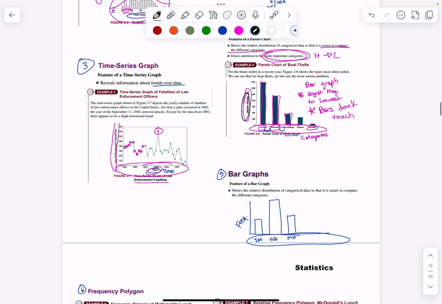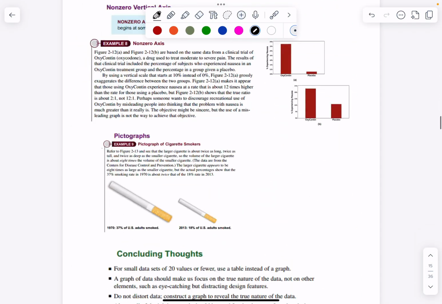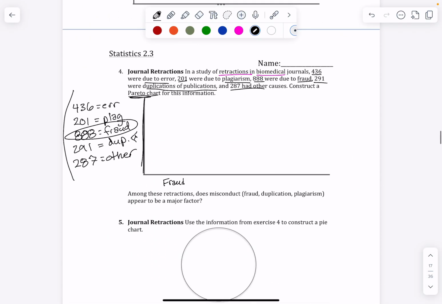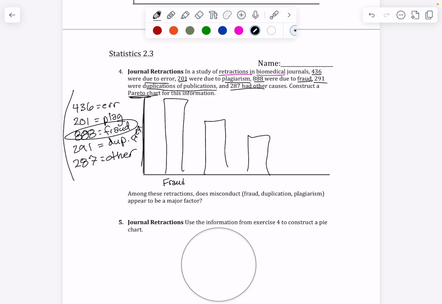Okay, they just put stolen boats, so whatever. You can say number of articles if you want to, or frequency. I'm just going to do frequency. So fraud, and then you would go up and you would do your bars, right? And then you'd go the next one down and the next one down, right? I have no idea, okay?